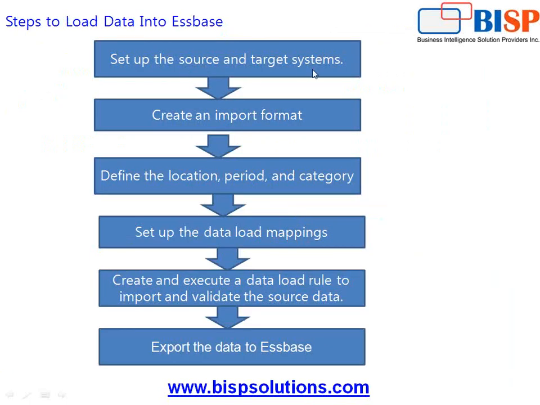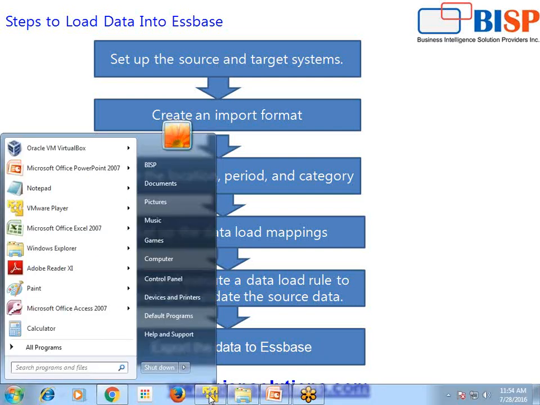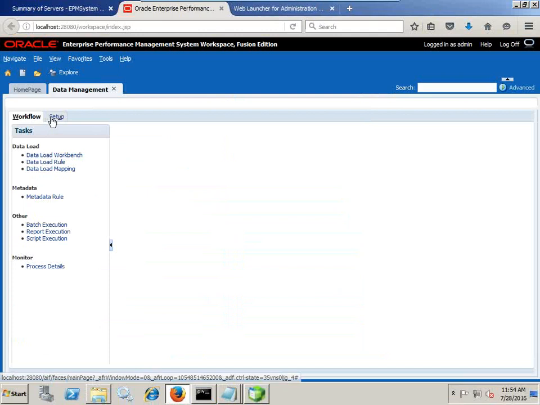First, we need to set up a source and target system, then define the import profile, and then we define location, period, and scenario, which is called category over here. Then we define our data load mapping. There we define source to target mapping, and we create and execute the data load rule. So first the data goes to my staging table, followed by my target application, and then we export data to the Essbase cube. Fine. So this is the setup tab.